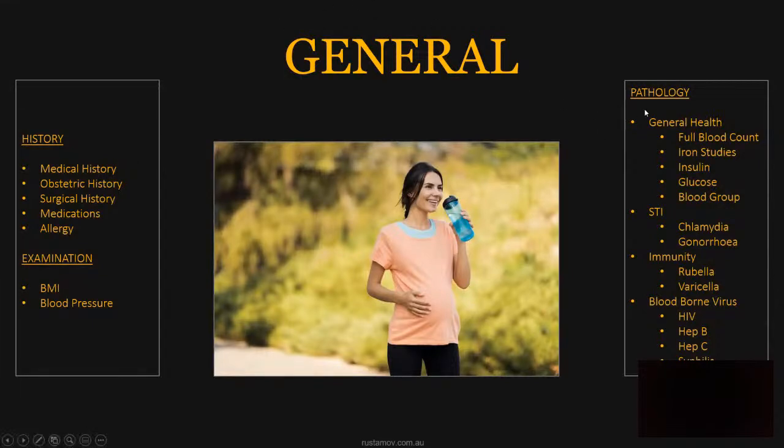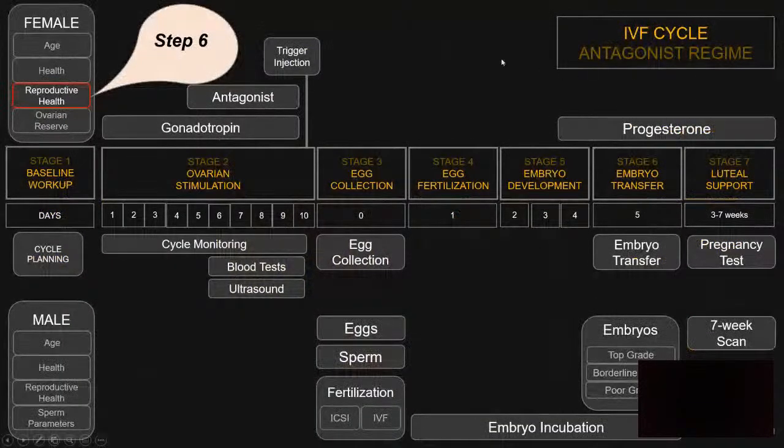Then, as a minimum, we have to conduct these investigations to ensure the patient is ready for pregnancy, such as full blood count, iron levels, and insulin levels, to check for STIs and immunity for rubella and varicella and blood-borne viruses. So these are the basic investigations we perform before starting IVF treatment.